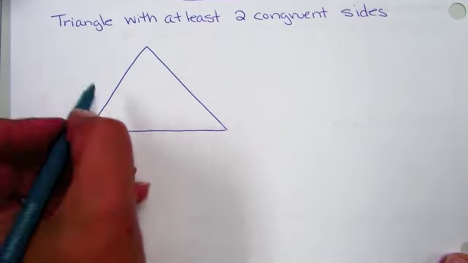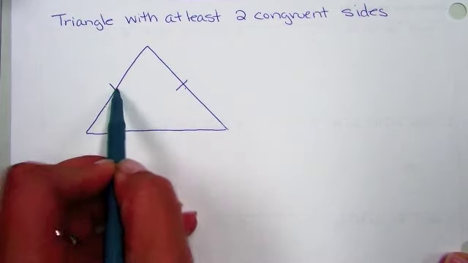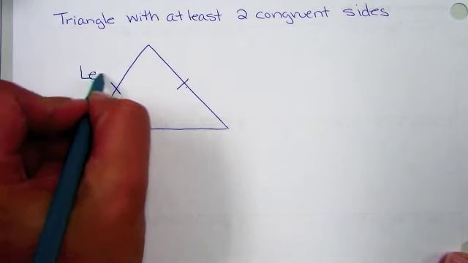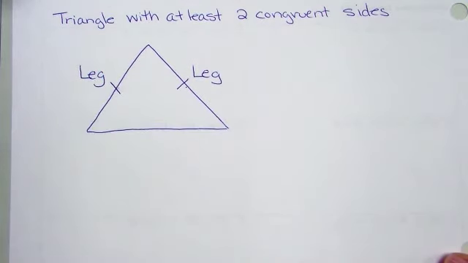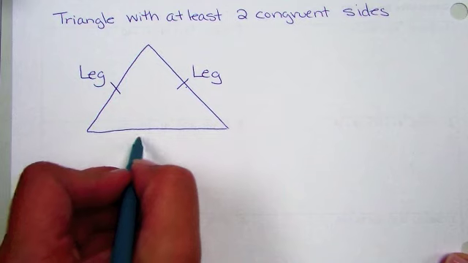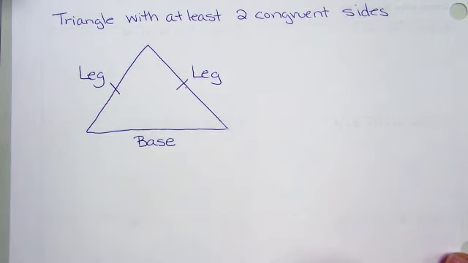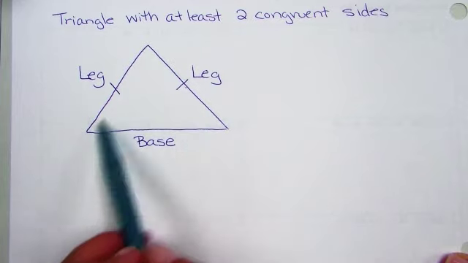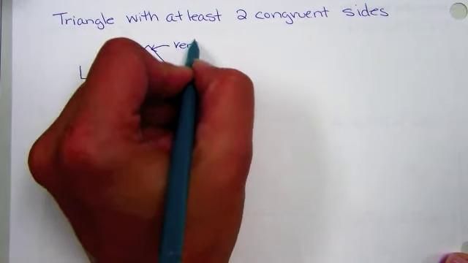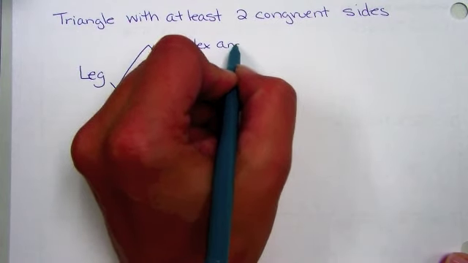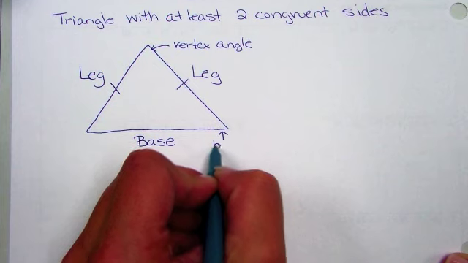In an isosceles triangle, there are two congruent sides, and those sides are referred to as the legs of the isosceles triangle. The third side would be the base. Where the legs meet, we call the vertex angle. And the other two are called the base angles.